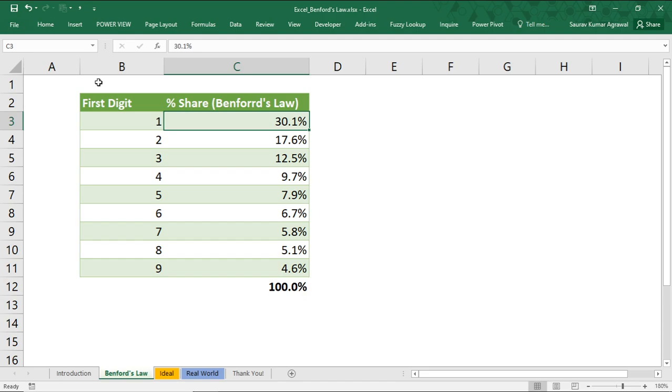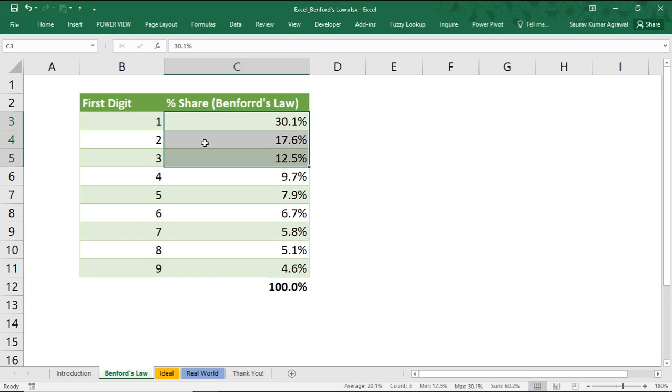Now, primarily, if I were to just draw a conclusion from it, it says that around 60% of the total population of data selected for analysis should have the first digits as 1, 2, and 3. Which means if it is not happening likewise, it raises an alarm.